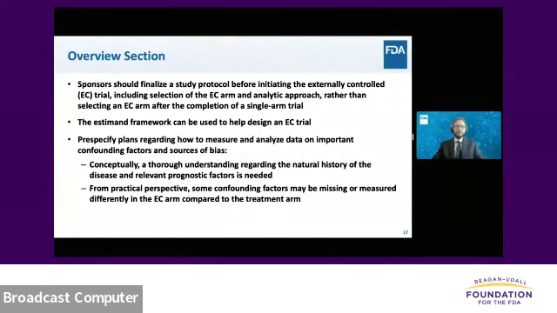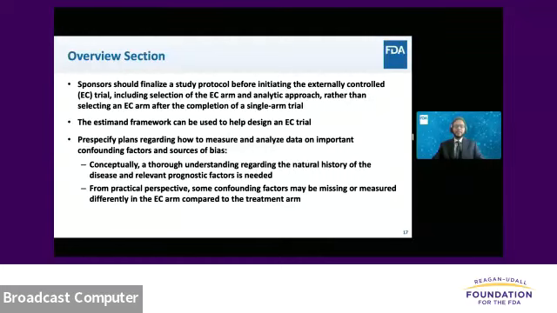The overview section. So sponsors should finalize the study protocol prior to initiating the externally controlled trial, including selection of the external control arm and analytic approach, rather than selecting the external control arm after the completion of a single arm trial. The estimand framework can be used to help design an external control trial. The estimand, as the guidance mentioned, is comprised of the study population, treatment of interest, comparator, outcome of interest, handling of intercurrent events, and summary measures.